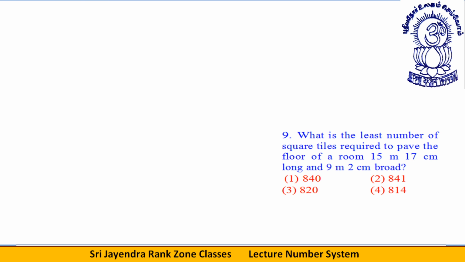What is the least number of square tiles required to pave the floor of a room 15 meters 17 centimeters long and 9 meters 2 centimeters broad? Okay, see, let's say I have a floor. This is my floor. What are the dimensions? 15 meters 17 centimeters. It means 1517 centimeters.